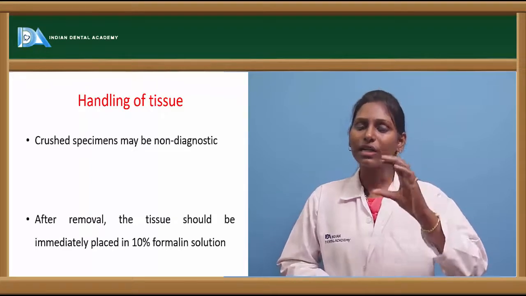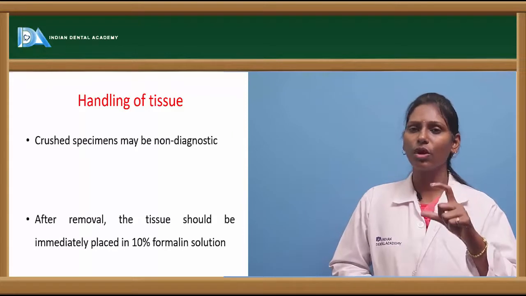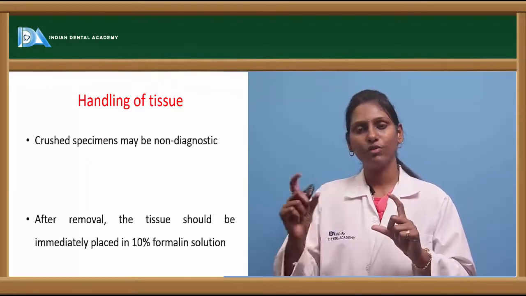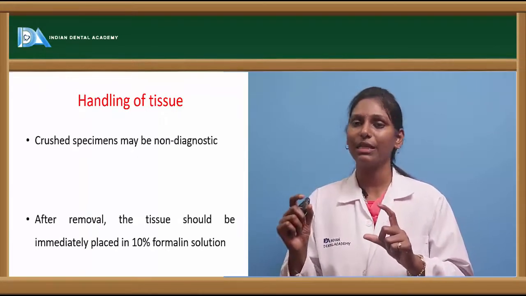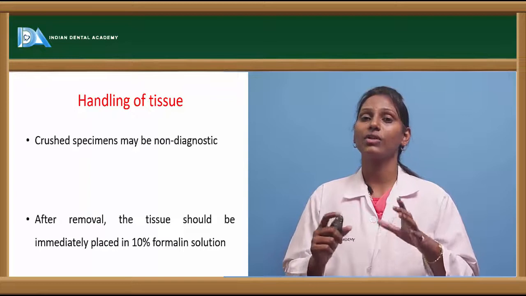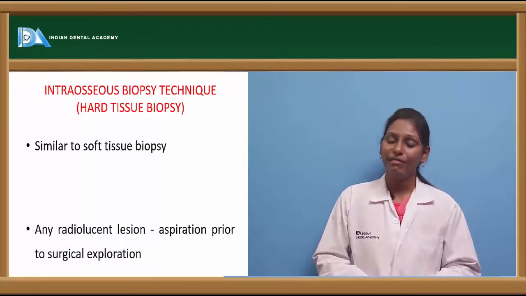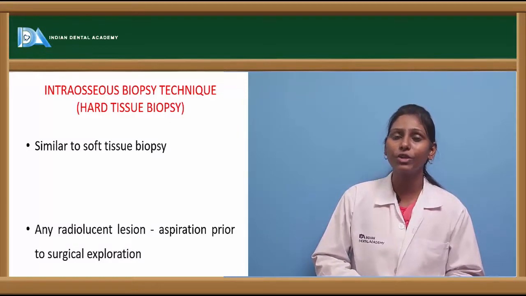So adequate formalin solution has to be present to place this tissue in a small bottle. This bottle can again be labeled with the name of the biopsy person and also the biopsy number. The specimen number has to be written on the bottle, so that it will not get mixed up with other specimens present.